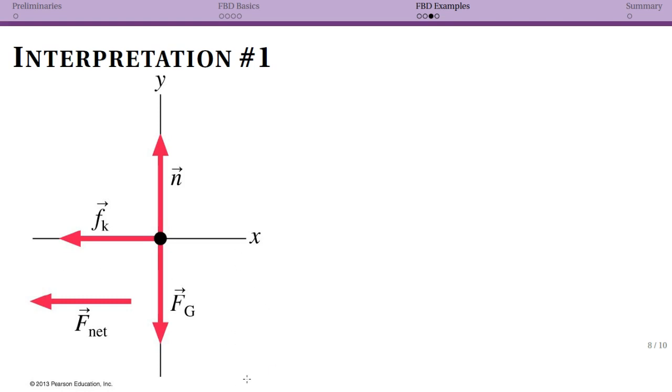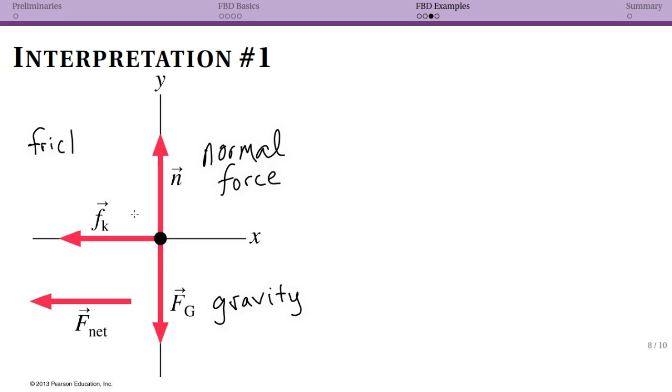So let's see. This is my normal force. That means that I have an object on a surface. This is my gravitational force, which just means that my object is, say, near a planet or on a planet. That's fine. Now I see that I have a kinetic friction force. So this is friction, and in particular, it's kinetic.